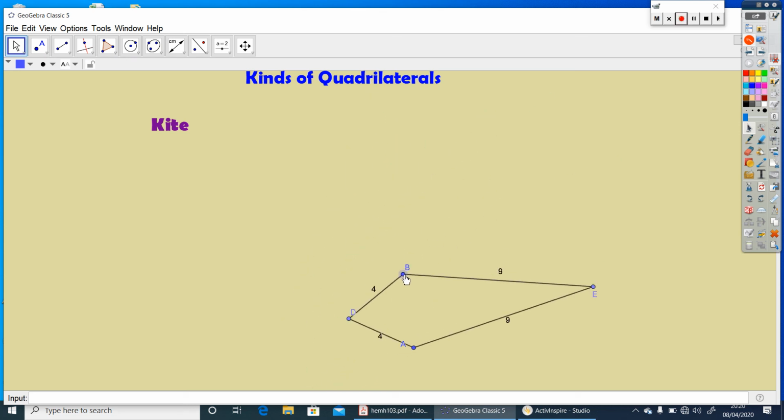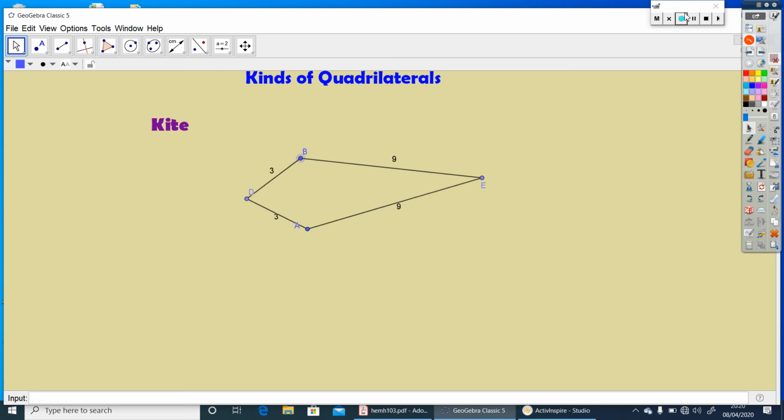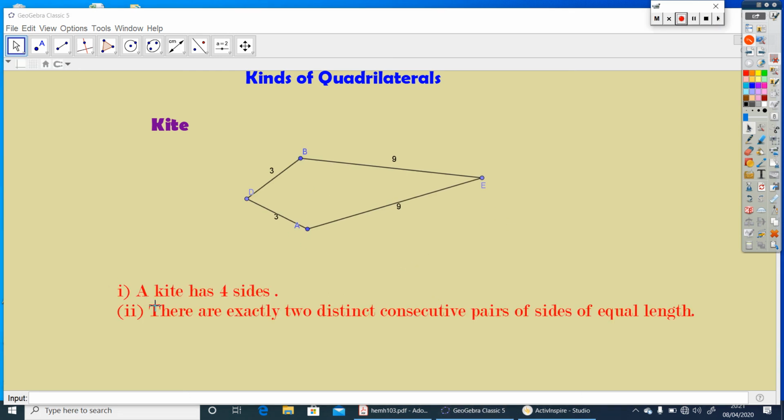So we can define a kite as a quadrilateral that has four sides and exactly two distinct consecutive pairs of sides of equal lengths, that are BE and AE equal. Here DB and DA are equal.